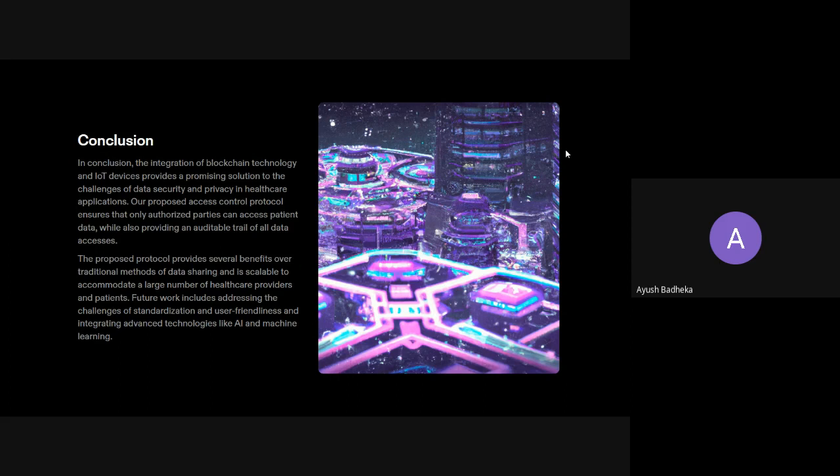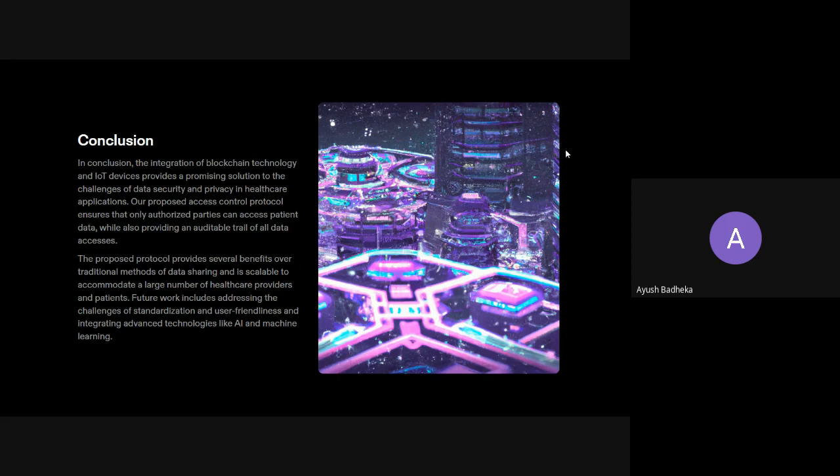So to conclude, the integration of blockchain technologies and IoT devices provides a promising solution to the challenges of data security and privacy in healthcare applications. The proposed access control protocol ensures that only authorized parties can access patient data while also providing an auditable trail of all data accesses, so that there are traces of every particular piece of data accessed by the patient, the doctor, or any other healthcare organization with which the data was shared. The proposed protocol provides several benefits over traditional methods of data sharing and is scalable to accommodate a large number of healthcare providers and patients.